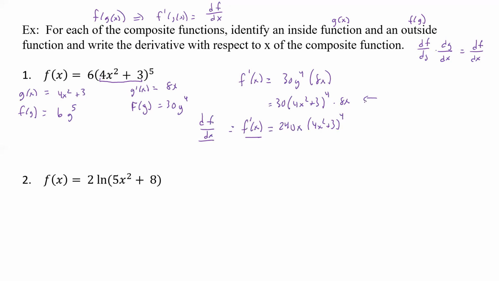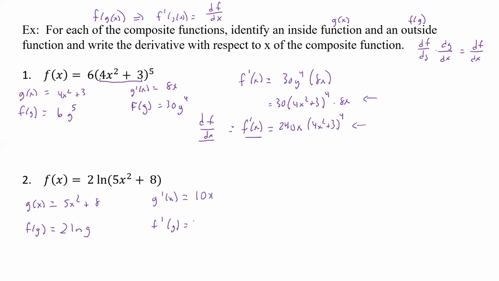Again, at that stage there, that's also the derivative, but because it's simple, I went ahead and did the final part here. All right, so again, using g of x as the inside, f of g as the outside. Well, let's see. g of x is equal to, I think that's what I'm going to use for the inside here, 5x squared plus 8. And my f of g then is going to be equal to 2 ln of g. Well, guess what? We're going to do exactly the same thing. We're going to find g prime and f prime. So that's going to give us 10x.